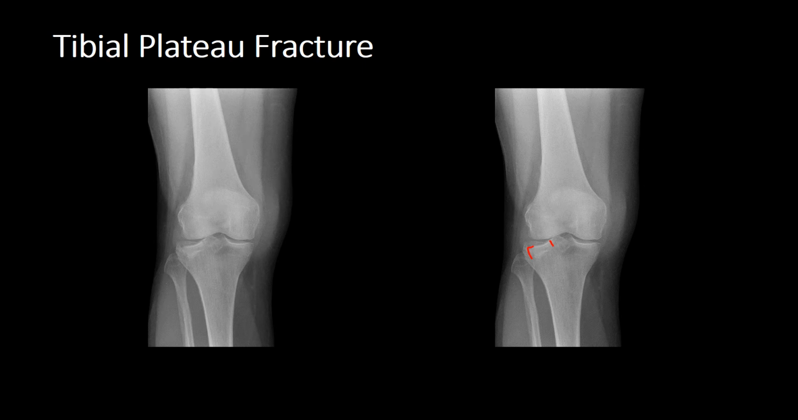Now, I should just briefly comment on insufficiency fractures. Remember, an insufficiency fracture is normal load going through abnormal bone. And the most common insufficiency fracture, sometimes also called a pathological fracture, is osteoporotic bone.